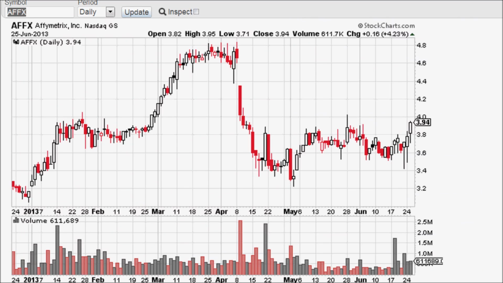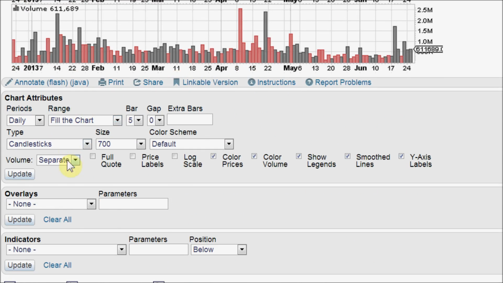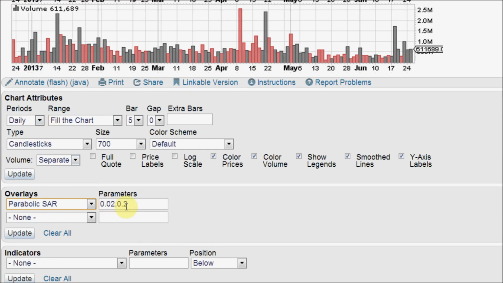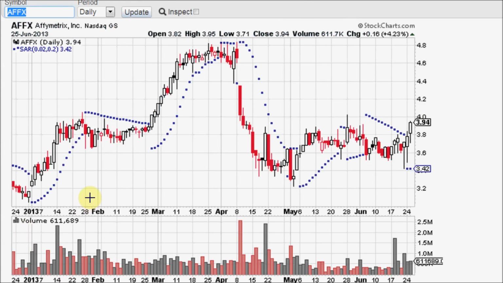Today's lesson is on the Parabolic SAR, so let's go ahead and load one up here. Go down to Overlays, pick Parabolic SAR, and the parameters should always remain the same on this one. And these dots that are below the price in an uptrend and above the candlesticks in a downtrend are the Parabolic SAR. It's a chart overlay that shows reversal points. It's below prices in an uptrend and above prices in a downtrend.